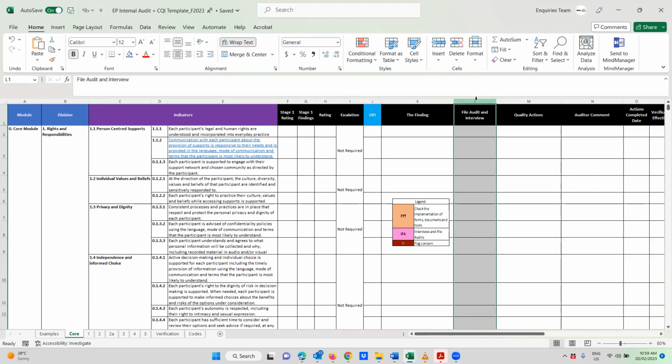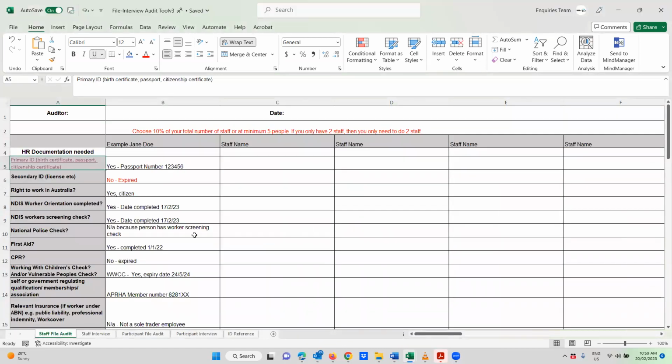No audit is complete without the file audit of both staff and participants and the interview questions that we ask them. You cannot get a clear picture of what's going on without the file audit and interview included. So moving back to our file audit, which is what we're here for, here is what our file audit tool looks like. So this is the staff file audit.